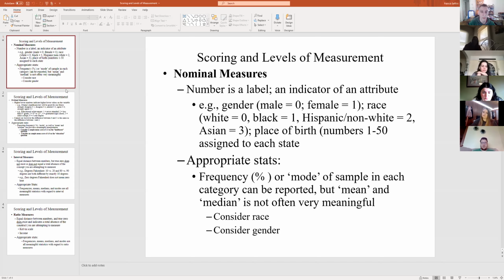Okay, so that's nominal. So you have to make a nominal variable for your assignment. And so this gives you some examples, your book gives you some examples.